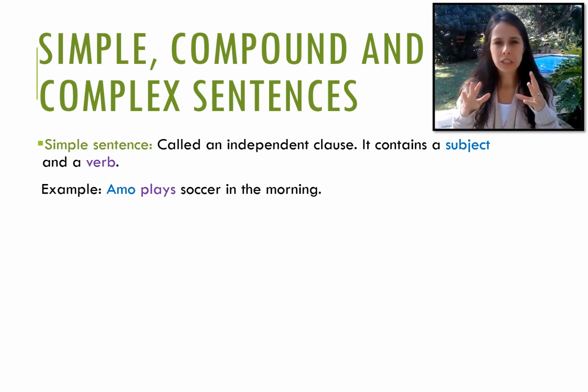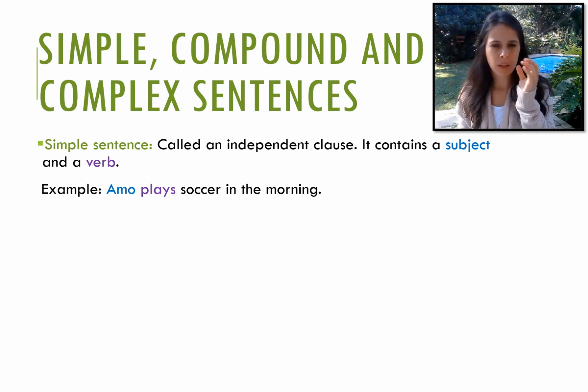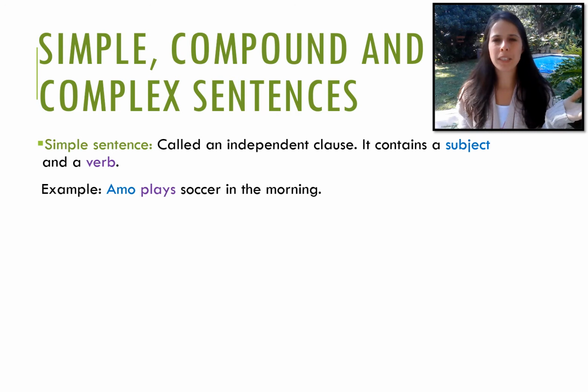Now, just because it's a simple sentence doesn't mean it's always a short sentence. So be very careful with that. You're looking for sentences that make sense on their own, but only contain a subject and a verb. Okay, so let's have a look at an example. Amo plays soccer in the morning. Amo is my subject and plays is my verb. So therefore, I've got an independent clause because it's a sentence that makes sense on its own. And in my independent clause, I've got a subject and a verb.